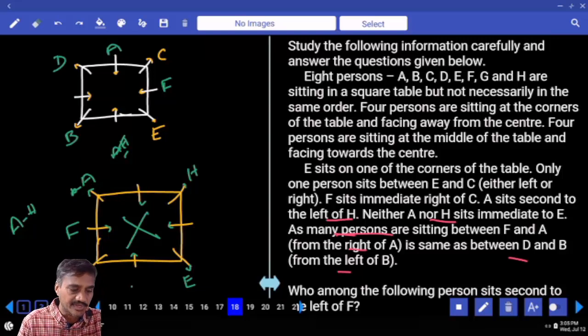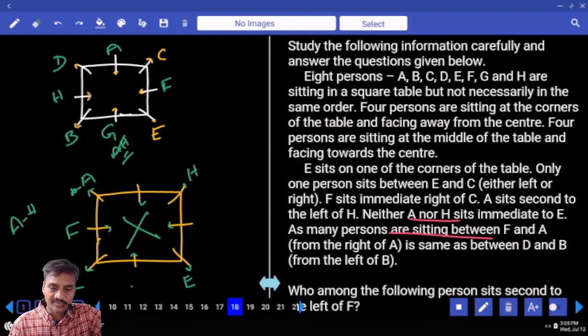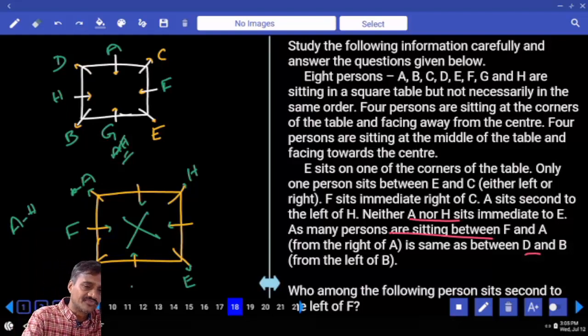D and B. Then if D and B were like this, and A and H cannot be here, H must be here. Now if H is here, who is the person left over? Now G is the person. G. And as many persons between F and A, when counted from the right of A, how many persons are there? 5. Same as D and B from the left of B. Left of B, how many? 1, 2, 3, 4, 5. Same. Hence this is the final arrangement we have.